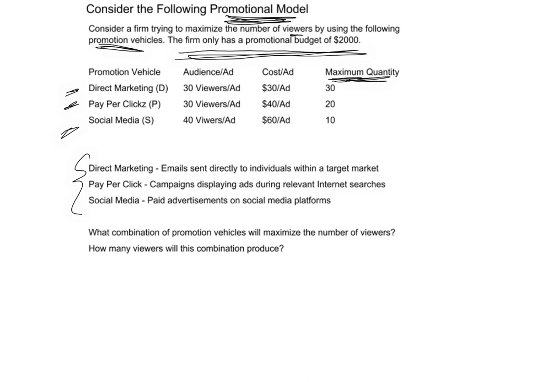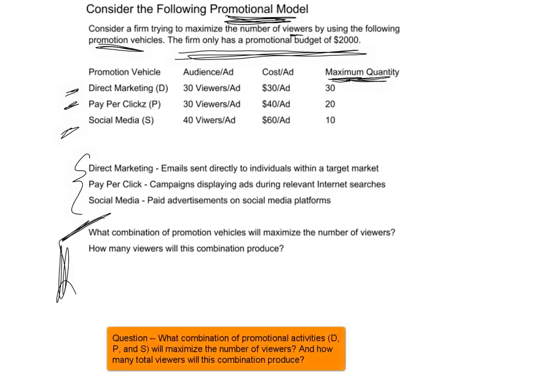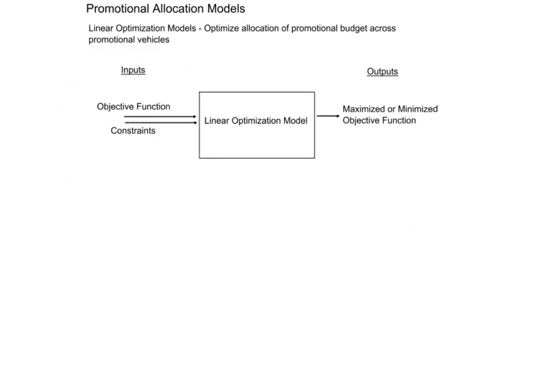We talked about how different promotional budgets can be determined if we're trying to model it out. We need to know what the level of the promotional budget is, we know how effective it is, we know how costly it is, and we also know some of the limits on what we have. And so, without looking ahead, see if you can take a few minutes and answer these two questions. What combination of promotional vehicles will maximize the number of viewers? And once you've got that information, how many viewers will this combination produce?